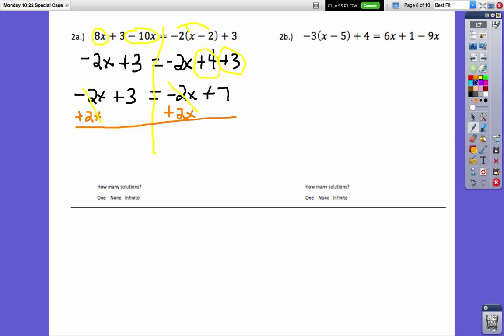Whenever they're on both sides of the equation, they're going to cancel, and then you're going to be left with 3. Whoa, let me erase that. 3 is equal to 7, which we know is not true, so that has no solution. That is an equation that has no solution. Press pause and do 2b on your own.